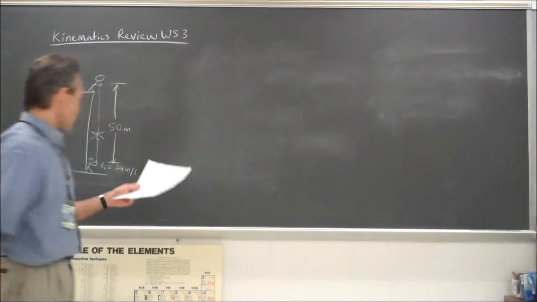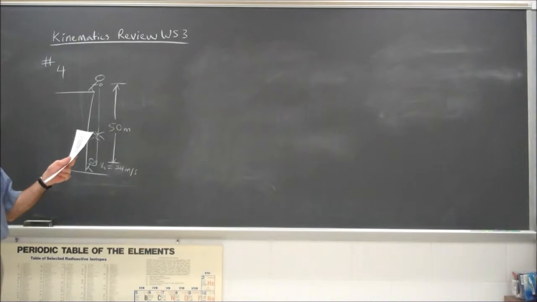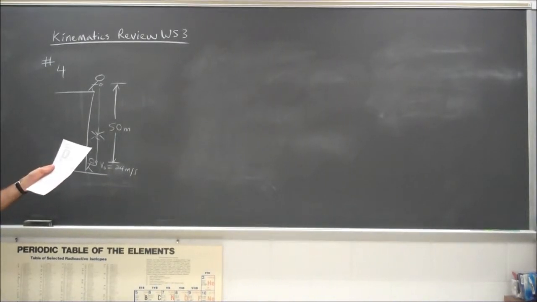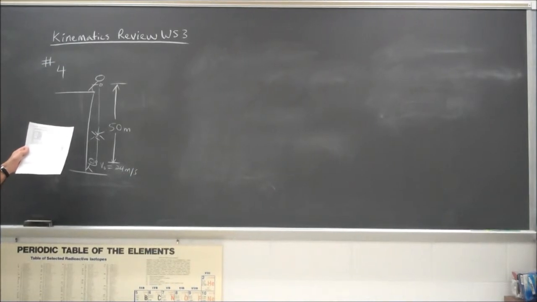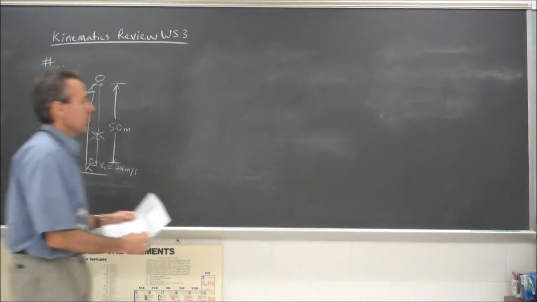Okay, and problem number 4. A ball is dropped from the top of a 50-meter high cliff. At the same time, a carefully aimed stone is thrown straight up from the bottom of the cliff with a speed of 24 meters per second. The stone and the ball collide partway up. How far above the base of the cliff does this happen?